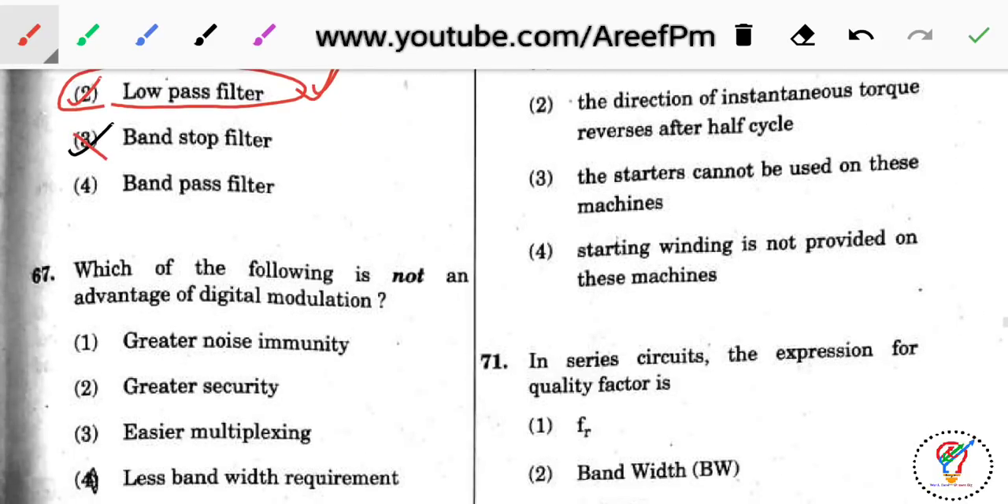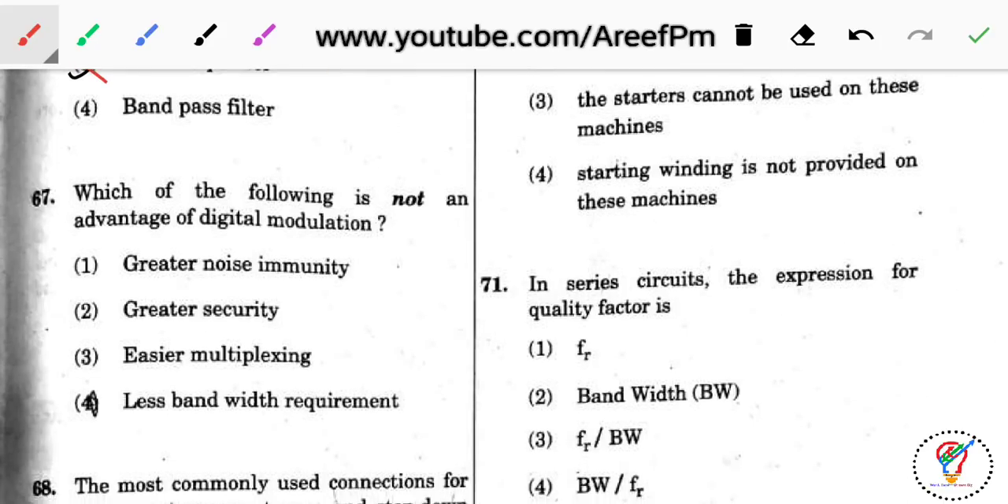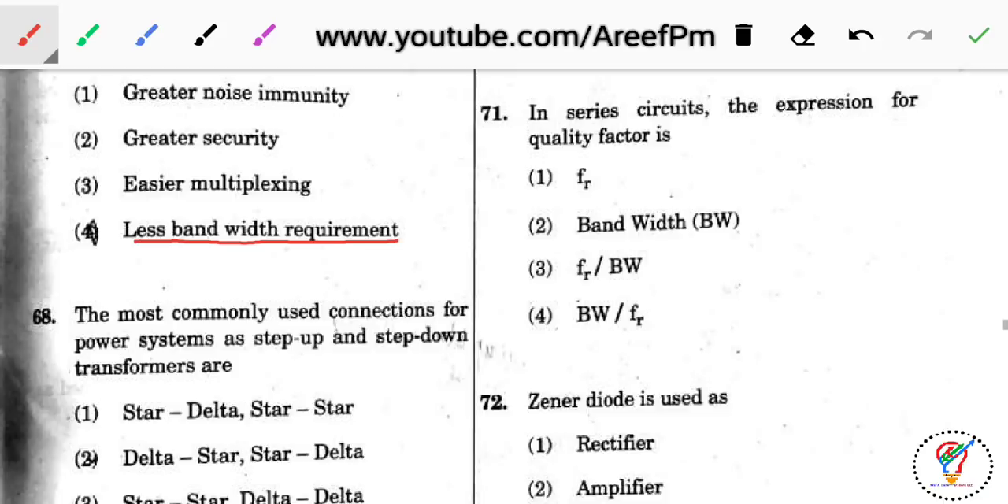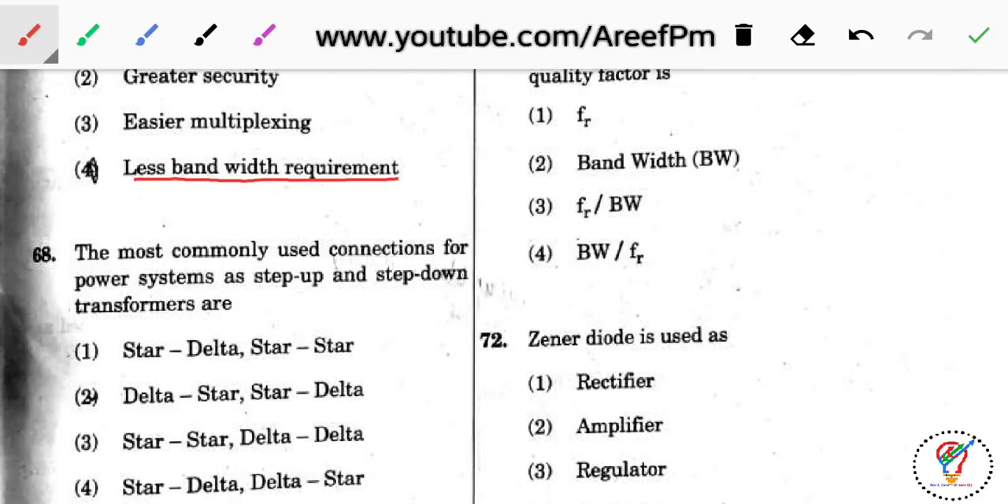Next, 67. Which of the following is not an advantage of digital communication? So what is a drawback of digital communication here? It is the lesser bandwidth requirement. It is a drawback of digital communication, digital modulation. Okay, now 68 we are discussing.